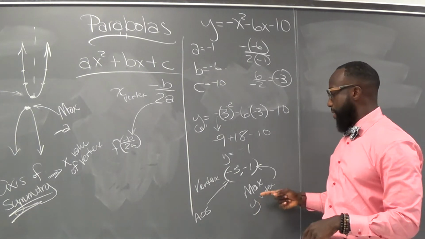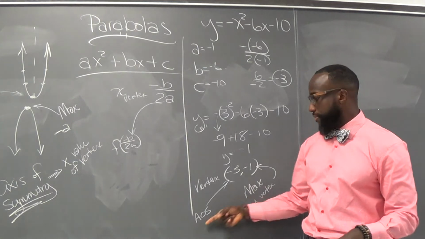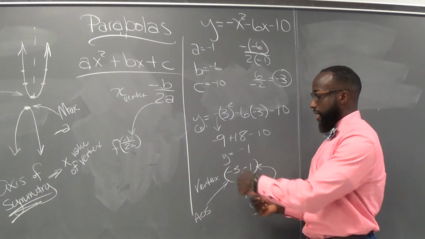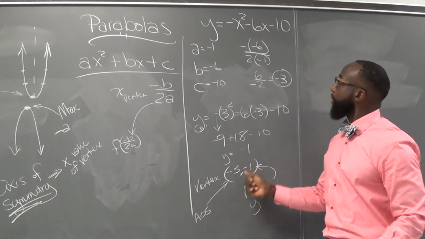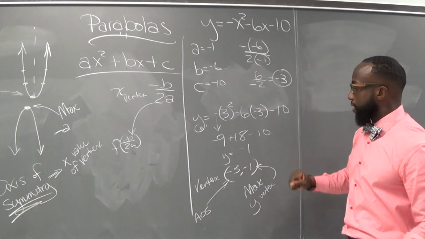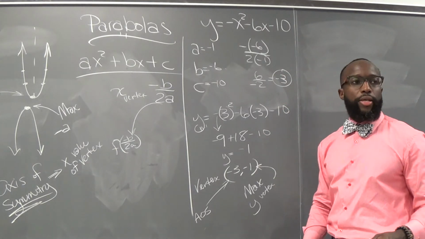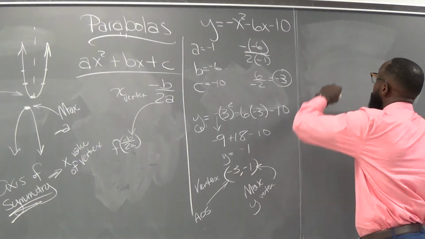So now you have a max of -1, the axis of symmetry, -3. Our vertex is (-3, -1). Is that all good right here? Alright, so then let's look at some points. Let's look at some points. Make sure you can see this.